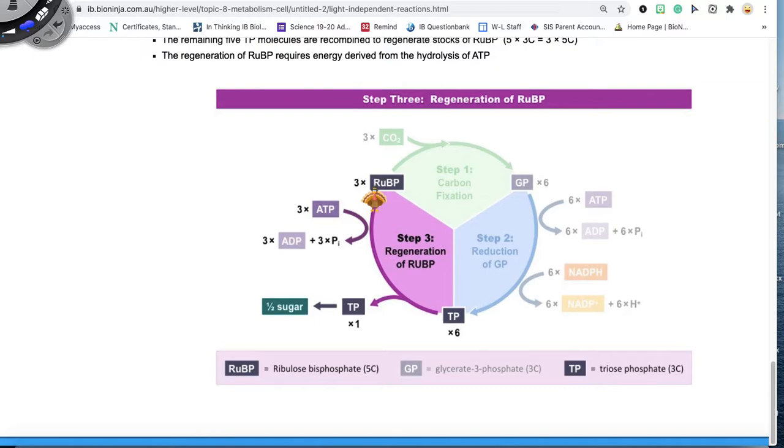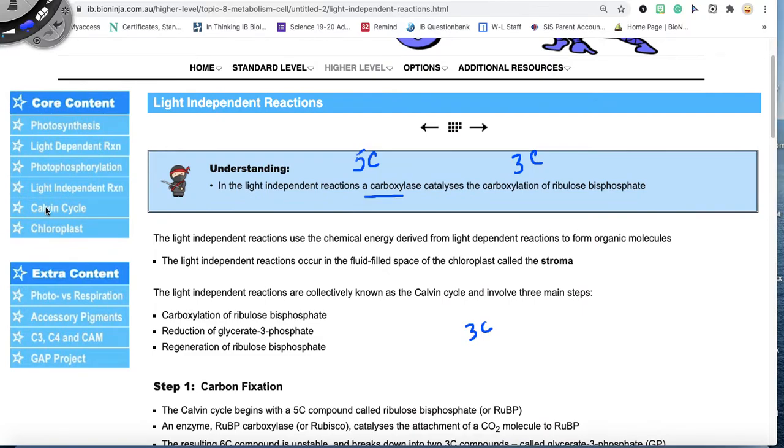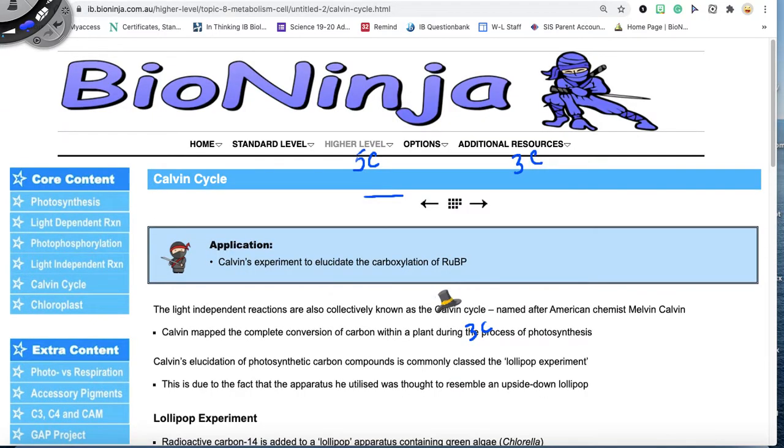So the key idea here is that you have a 5-carbon compound, known as ribulose bisphosphate. Then you have a 3-carbon compound known as glycerate 3-phosphate. And then you have another 3-carbon compound known as triose phosphate. So how was this sequence of carbon compounds discovered? And that's the genius of the discovery of the Calvin cycle.